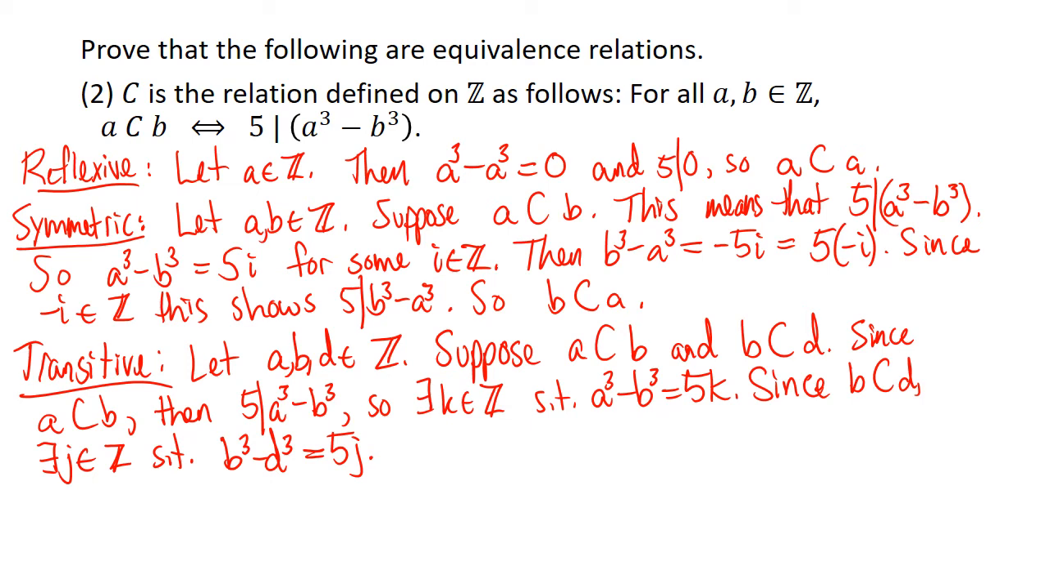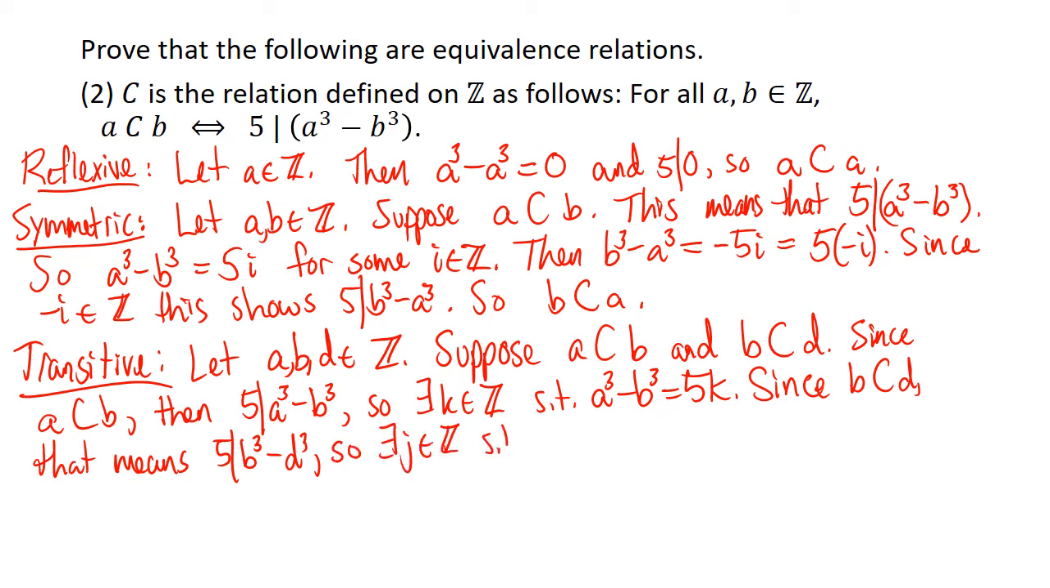Oops, I left that part out, didn't I? Sorry, I skipped right to the end of it. Let me go back. Okay, so since B is related to D by C, that means that 5 divides B cubed minus D cubed, and then that means there exists some integer, which I'll call j, such that B cubed minus D cubed equals 5j. I mean, you could just skip right to that, it's fine, but I just wanted to put in the intermediate part so you understand it better, I hope.